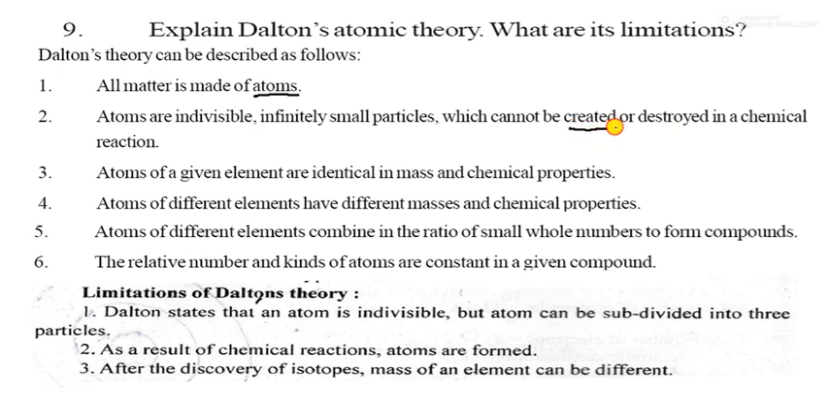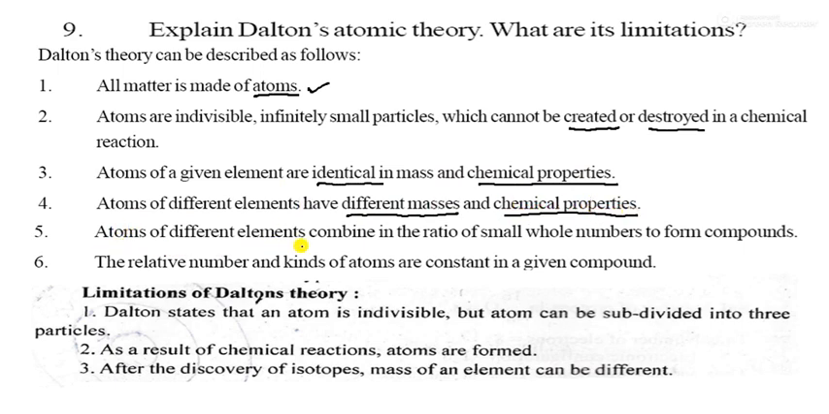That means they can neither be created nor destroyed in a chemical reaction. Atoms of a given element are identical in mass and chemical property. That means all the atoms of an element are identical and have the same chemical property. Atoms of different elements have different masses. That means different types of elements will have different masses, and chemical properties also different.